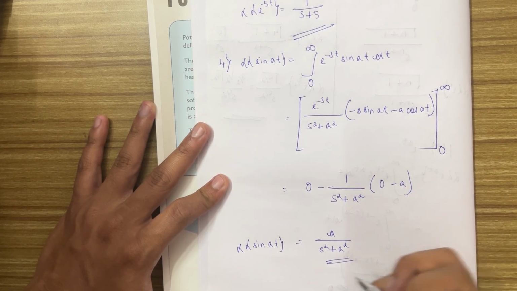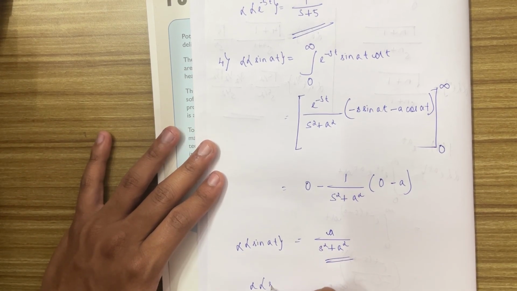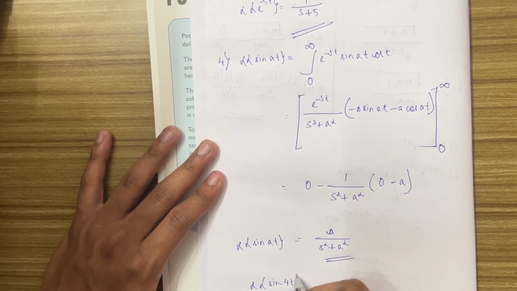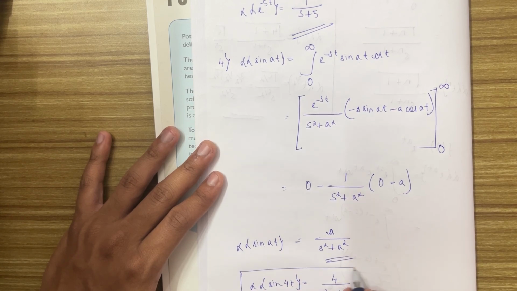So we got this. Let us implement it on an example. Laplace of sin 4t would be 4 by s square plus 16. Yeah, this is an example.